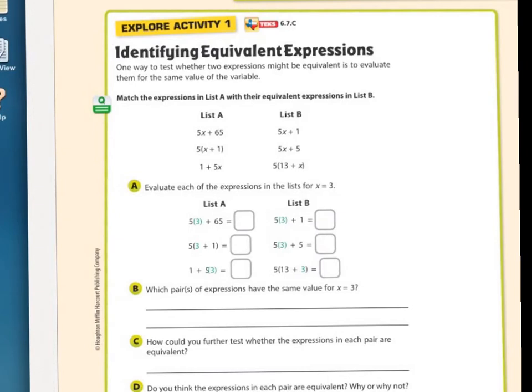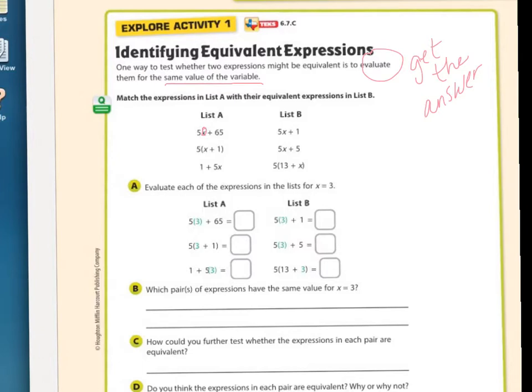One way to test whether two expressions might be equivalent is to evaluate them for the same value of the variable. Evaluate means to get the answer. You don't have to write this down, we're just talking about vocabulary. Use the same value of the variable. That means that everywhere you see an x, you're going to put in the same number.